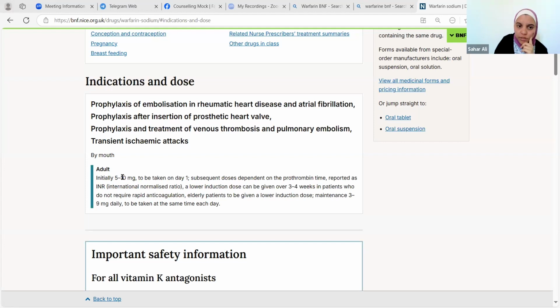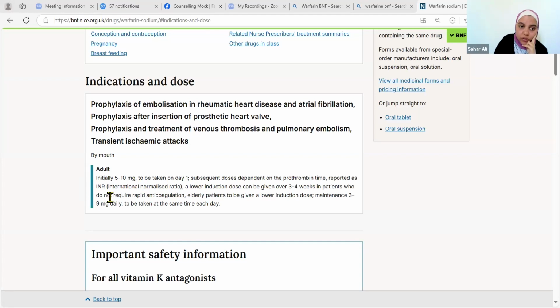You start usually with 5 milligram to be taken on one day. If the patient needs more, you can add more to be 10, but initially it's 5 milligram. And then after that, you give a maintenance dose. So initially 5 to be taken on one day, subsequent dose dependent on the thrombin time reported as INR.